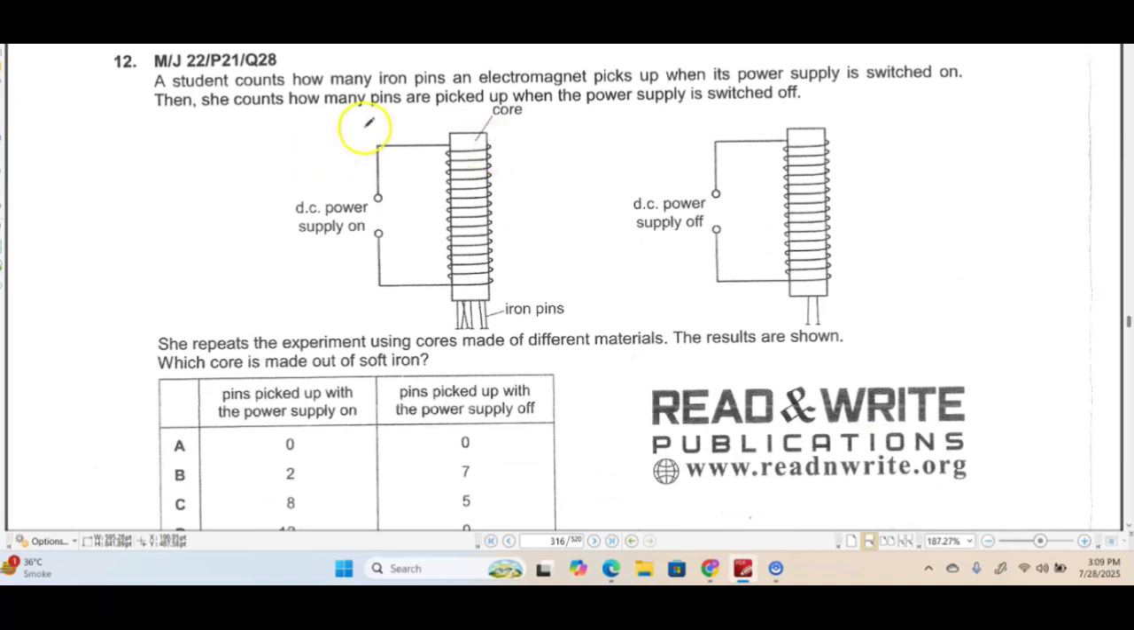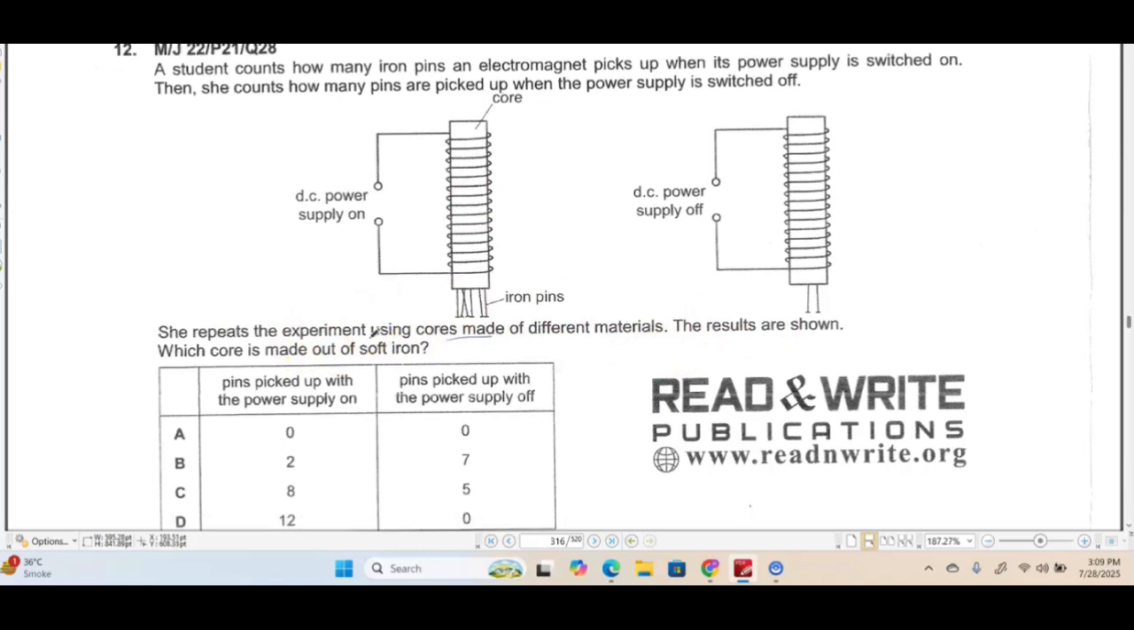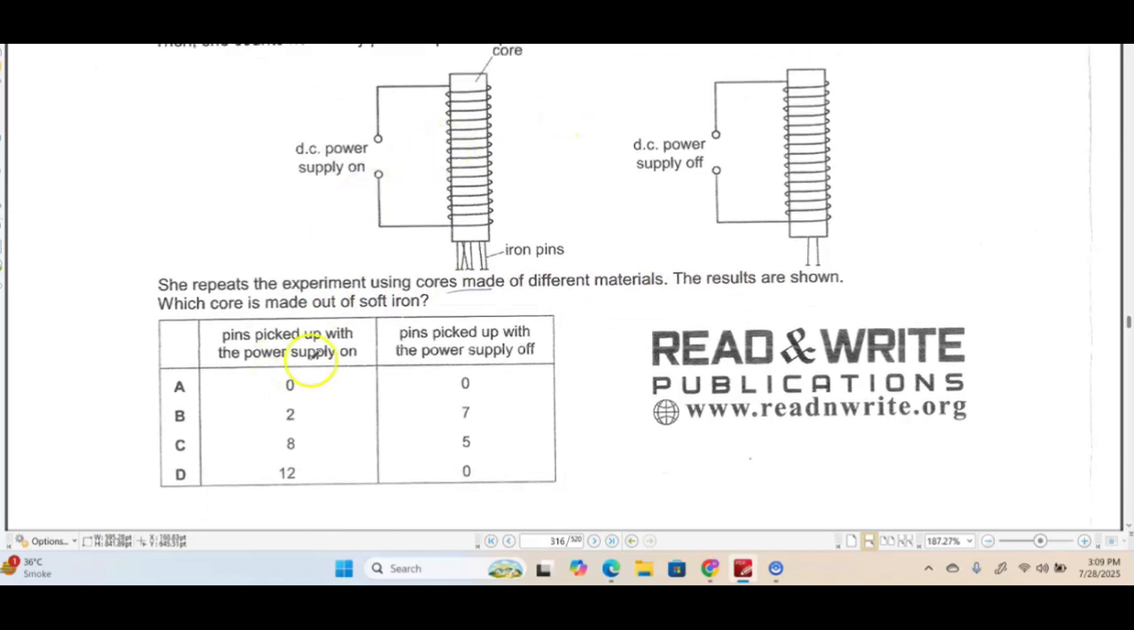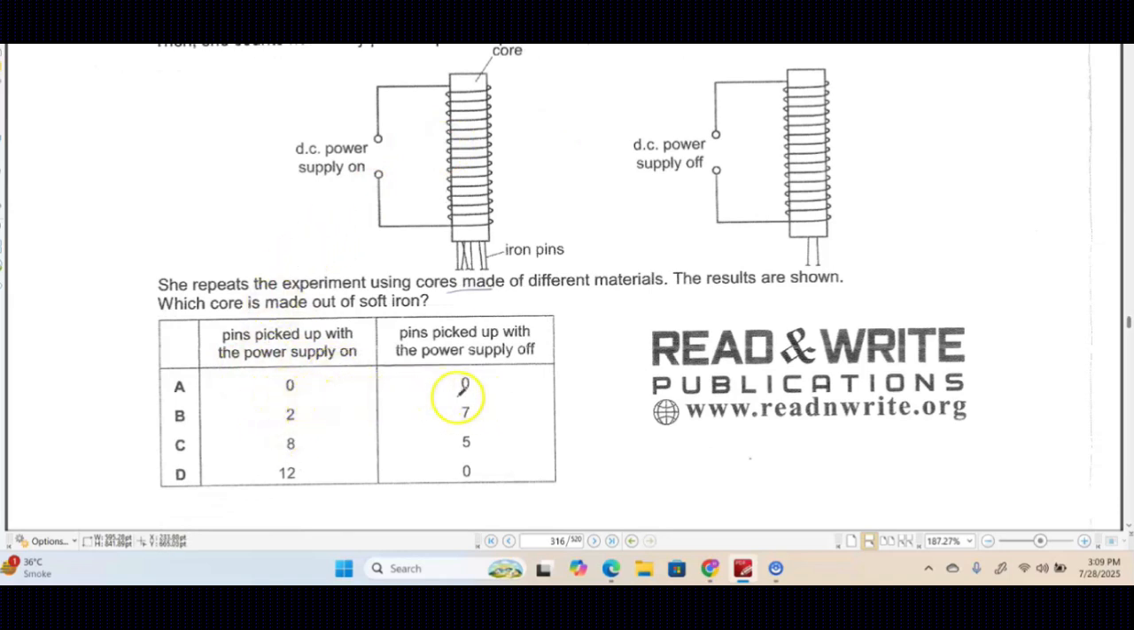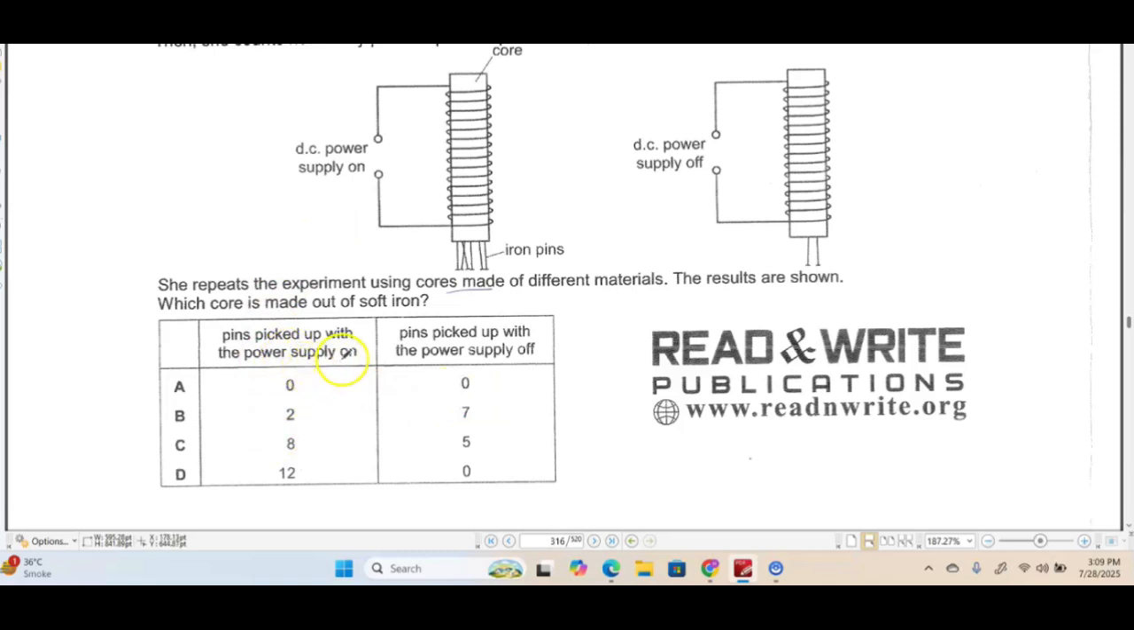Question number 12. A student counts how many iron pins an electromagnet picks up when its power supply is switched on. Then she counts how many pins are picked up when the power supply is switched off. She repeats the experiment using cores of different materials. The results are shown. Which core is made up of soft iron? Okay. Now pins picked up with the power supply on: 0 and 0. Pins picked up when the power supply is on 2 and pins picked up when the power supply is off 7.